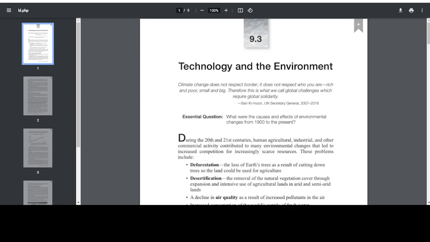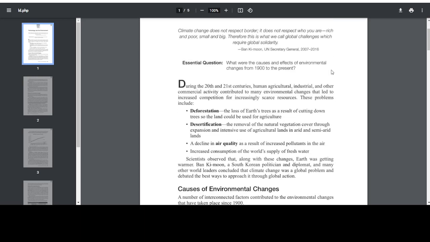Climate change does not respect borders. It does not respect who you are, rich and poor, small and big. Therefore, this is what we call global challenges, which require global solidarity. Ban Ki-moon, UN Secretary-General, 2007 to 2016.